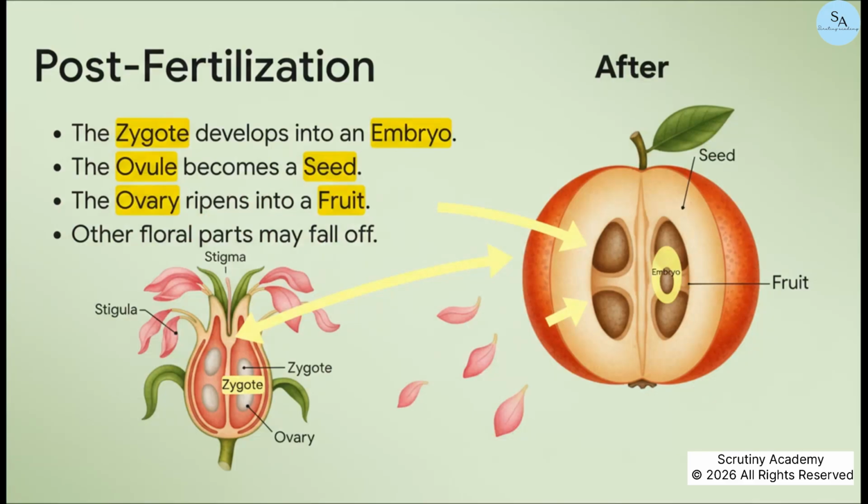This slide is your perfect cheat sheet for what happens next. The ovule, which has the embryo inside, that becomes the seed. The ovary wall around it, that swells up and ripens into the fruit, which is there to protect the seed. It's a perfect system, right? The zygote grows into the embryo, and the endosperm is its food.